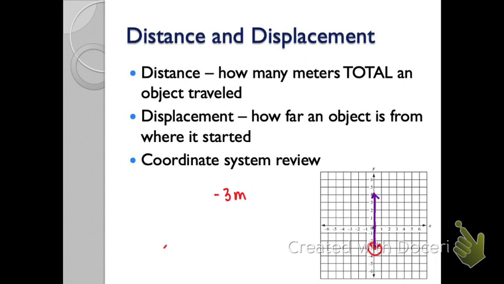7 meters, because I went 3. Oh, no, more than that. Okay, so let's walk through this one.